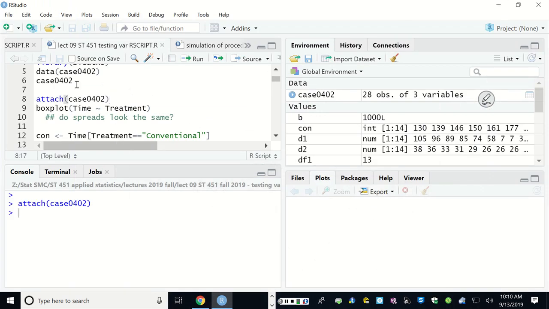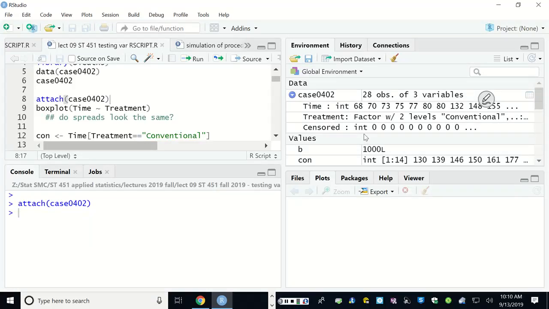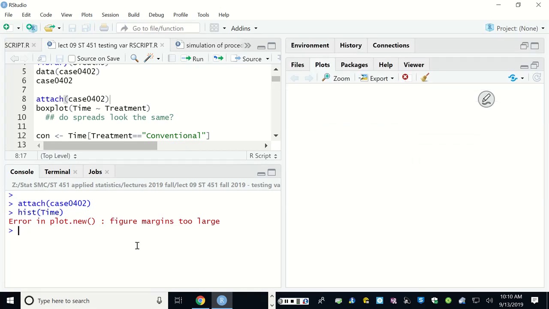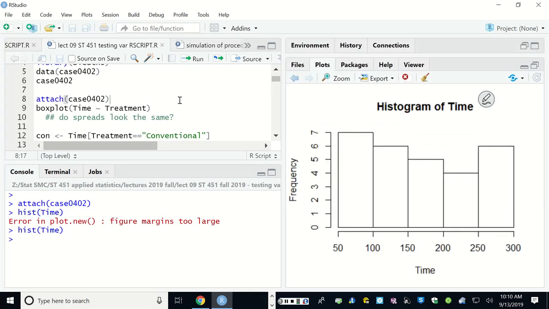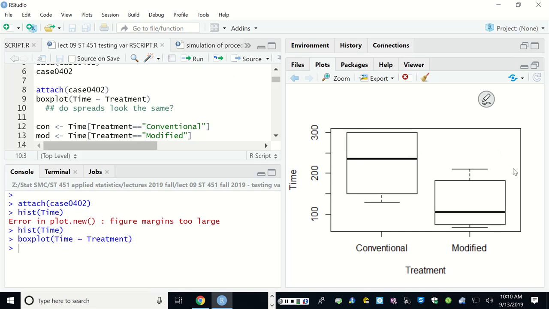So in the second case study was teaching geometry, right? And it was either the conventional presentation or a modified presentation, and they looked at the time to do a certain type of problem, right? Here's the histogram of time. But there's these two groups, conventional and modified. Right? And it looks like the conventional is taking less and the modified is shorter.